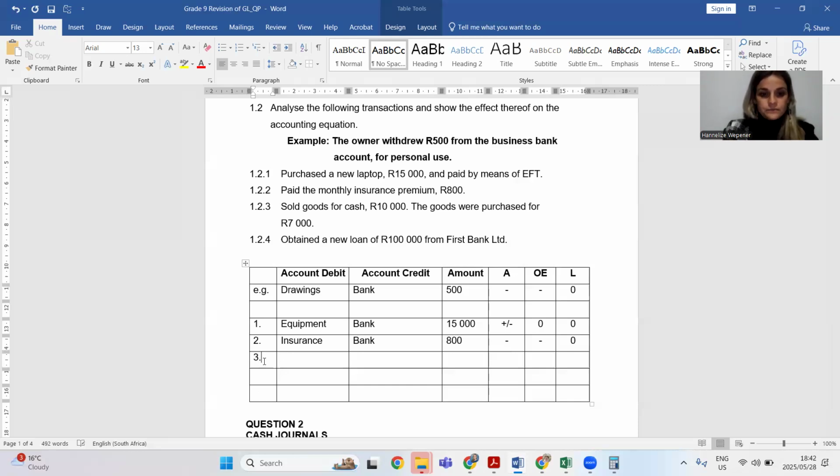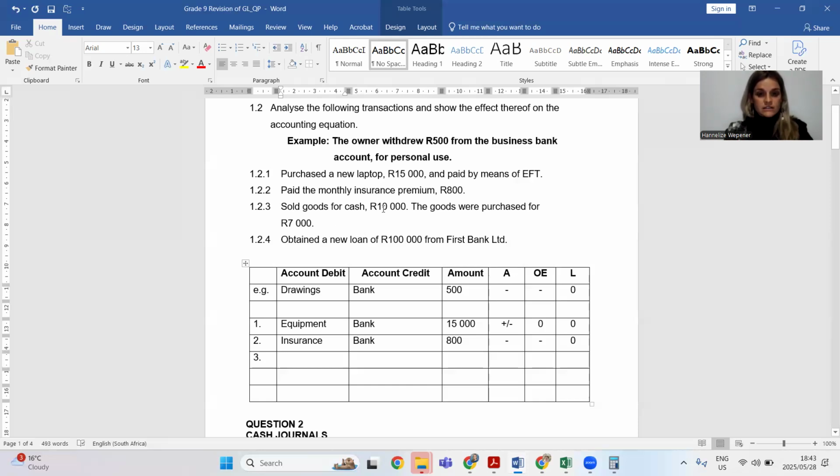Number 3, sold goods for cash. The goods were purchased for 7,000 Rand. Okay, so that's good. You know that whenever you sell goods, you either receive the money or a debtor now owes you the money, right? So you have sales, you receive money, or a debtor owes you money. In this case, you receive the money, you are happy. But now you need to let go of your trading stock. So you no longer have the trading stock that you paid 7,000 Rand for.